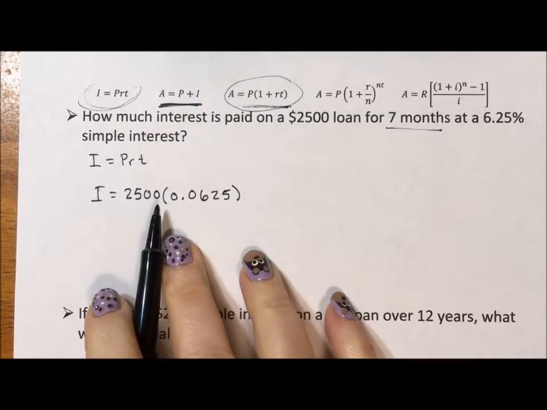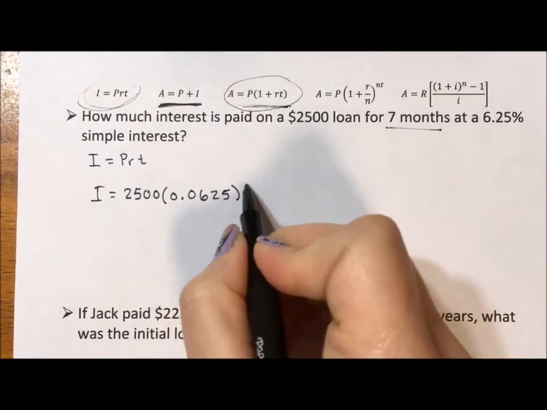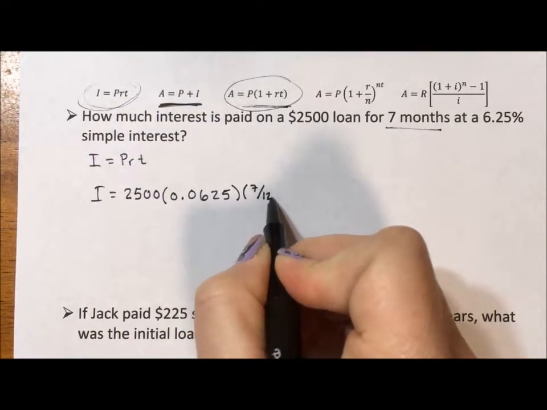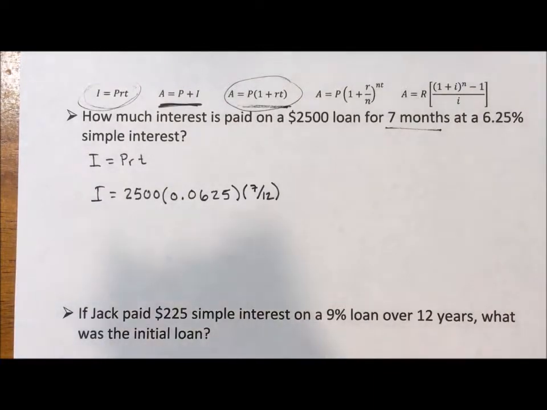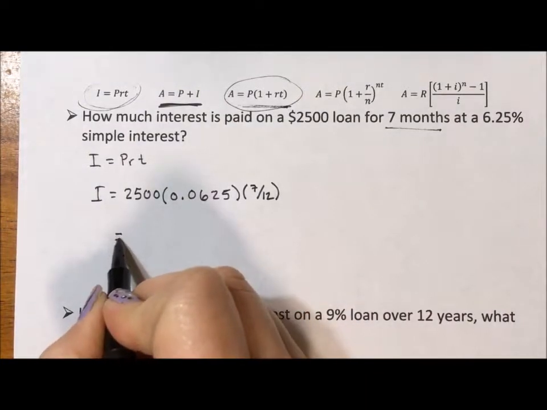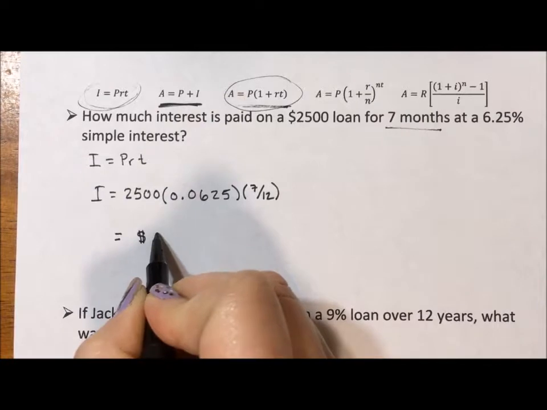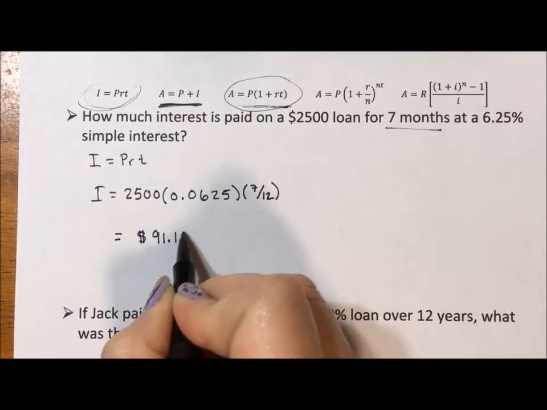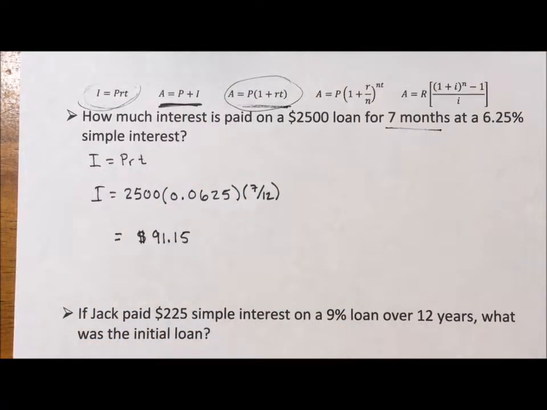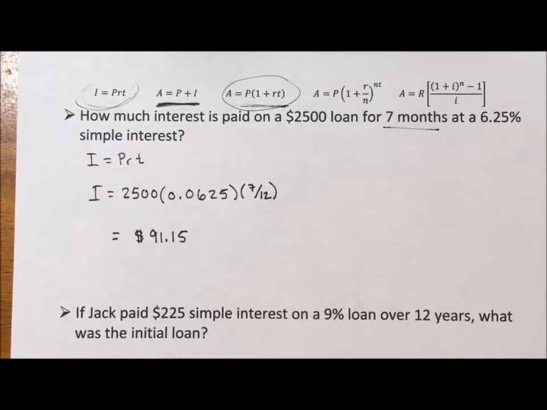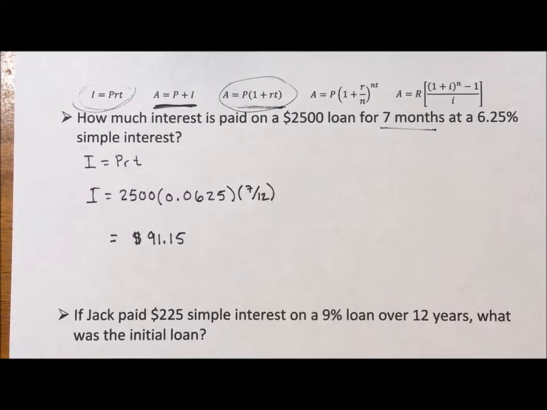This is an annual interest. So if it's 7 months, it's 7/12 of a year. All right, so if I throw this into my calculator, I get that my total interest is $91.15, rounded to 2 decimal places because money is always rounded to 2 decimal places.